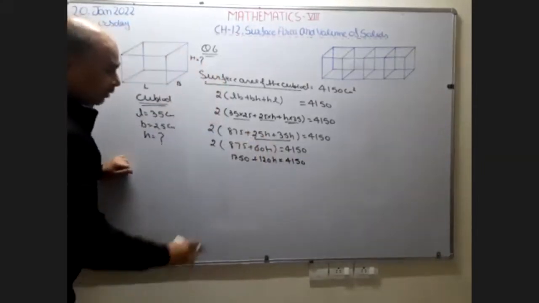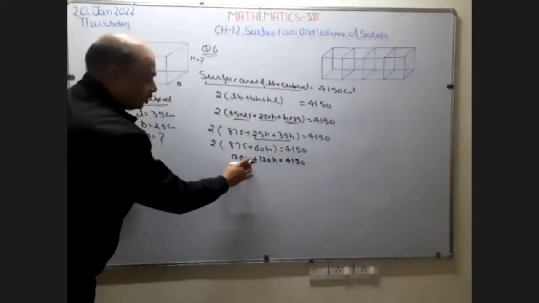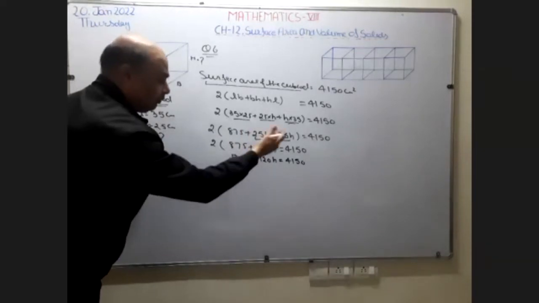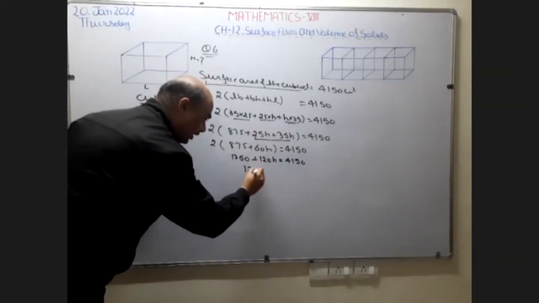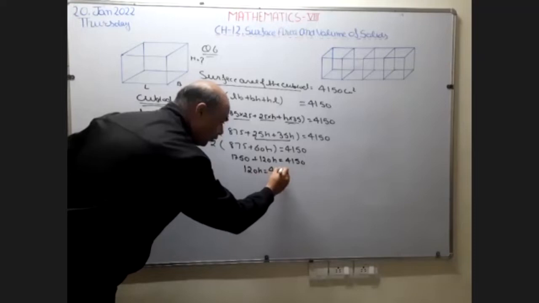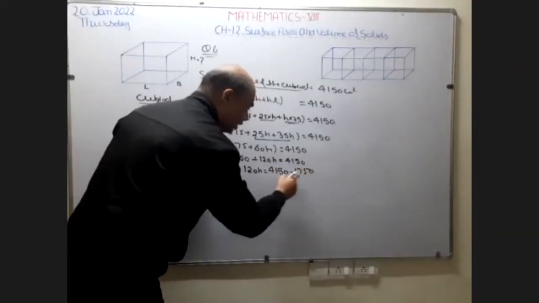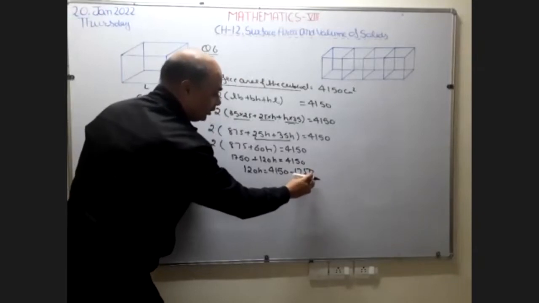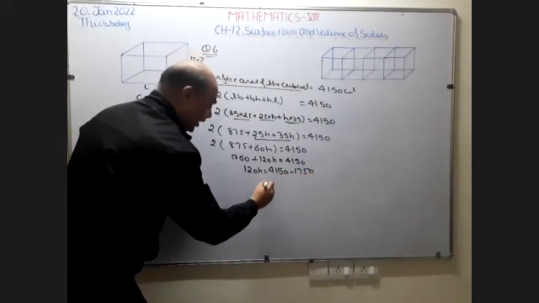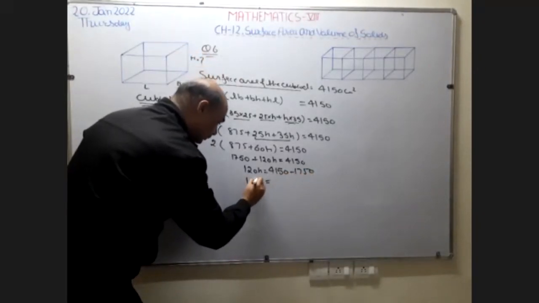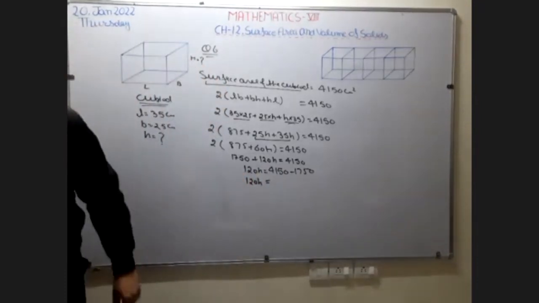Okay. Now take this term 1750 from left to right. So this positive term becomes negative. So right here, 120H is equal to 4150 minus 1750. Now subtract 1750 from this term and send a message to me. What is the answer? Send message on my chat box.